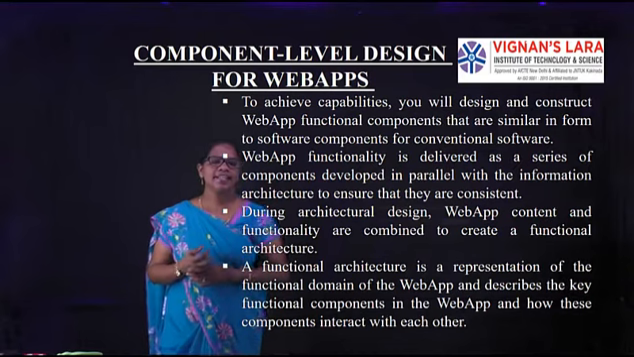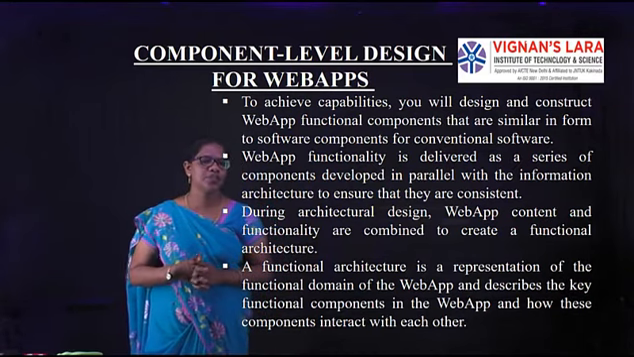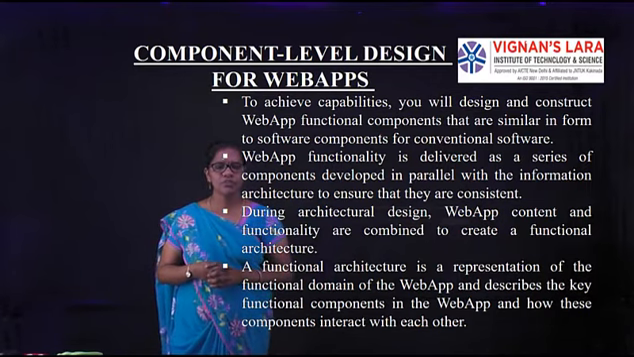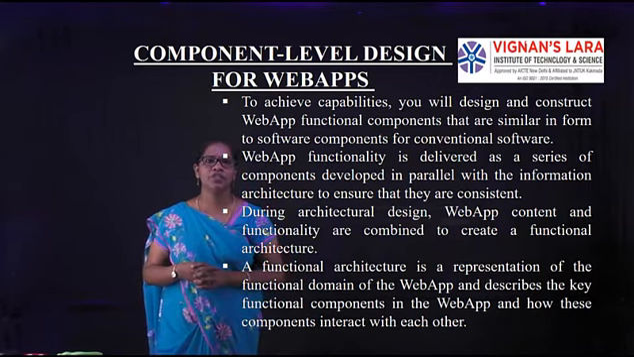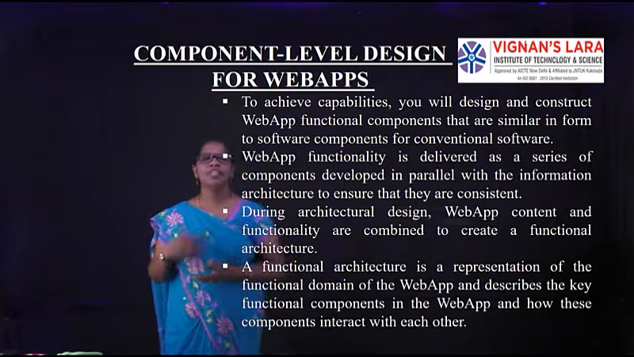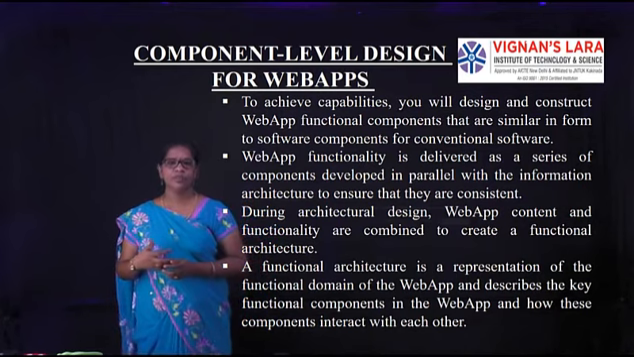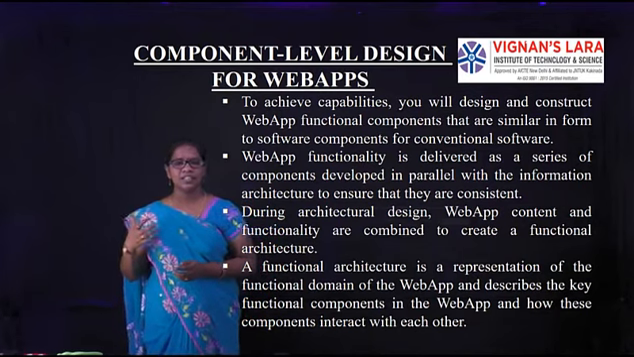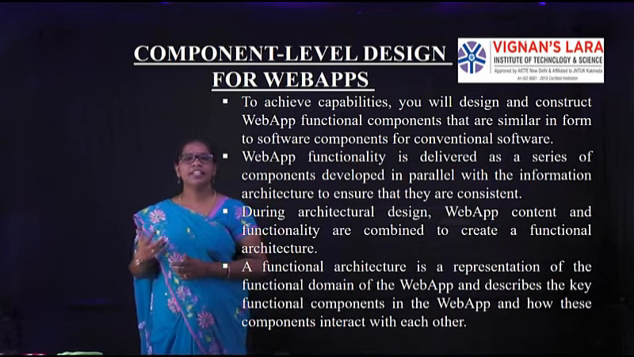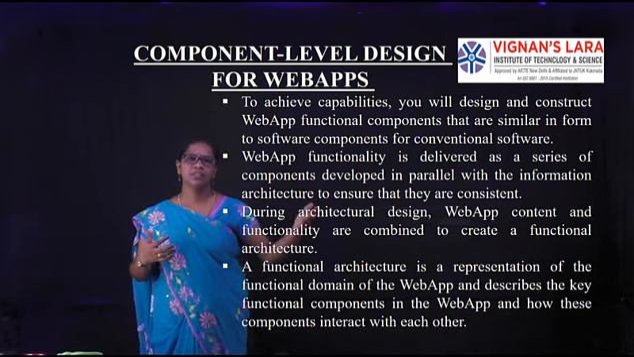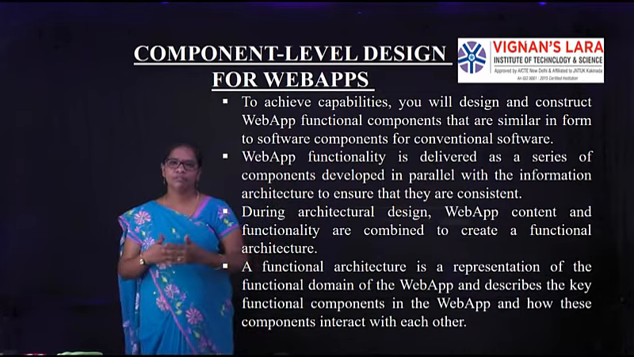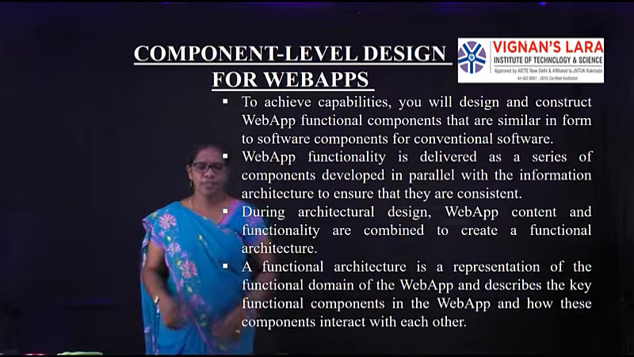And next, a functional architecture is a representation of the functional domain of the web app. So what is the functional architecture? It is a representation of the functioning of the web app. What is the functional domain? It is how it gets the function. For example, in Amazon, how you select images and products, after selecting the products how it gets to the cart, and after getting into the cart how you proceed to buy. Those are all the functional components.